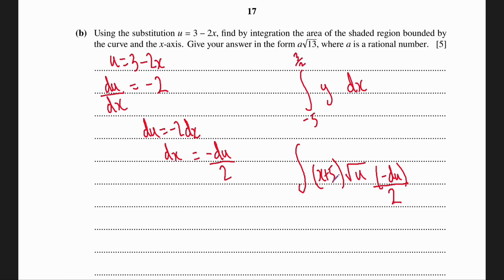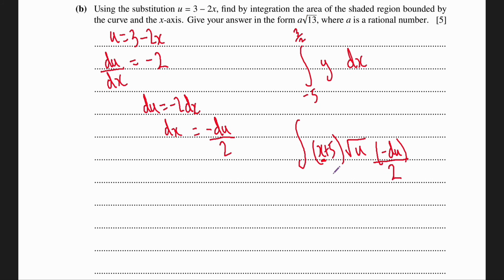But we still can't integrate this with respect to u because we have an x right here. We don't want an x. We want a u because that would make everything in terms of u, and then we can integrate that. So since u is equal to 3 minus 2x, we can just rearrange. We can have positive 2x is equal to 3 minus u. If you just bring 2x to one side and u to the other side, you have that, and then you have x is equal to (3 minus u) divided by 2. So you have that right there.